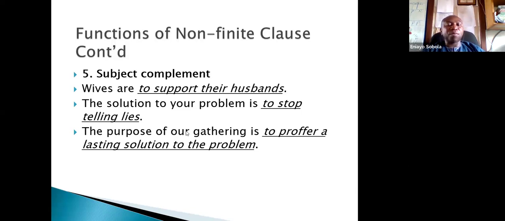The purpose of our gathering is to provide a lasting solution to the problem. To provide a lasting solution to the problem is a non-finite clause which functions as complement to the purpose of our gathering.